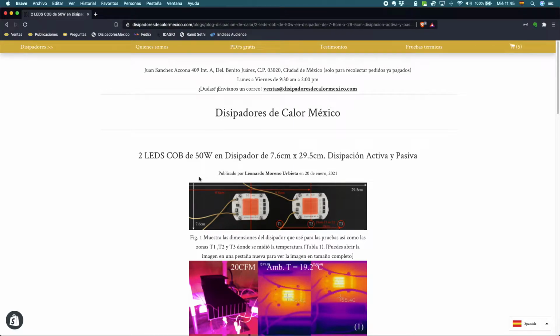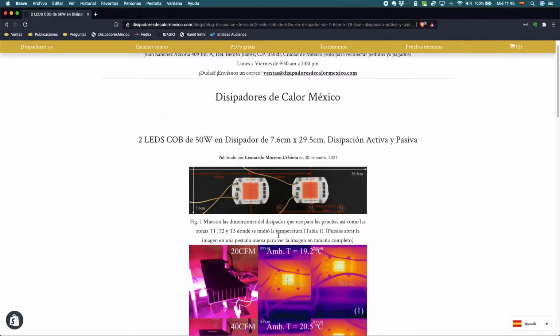For this week, I decided to continue last week's experiment, adding one more COB LED of 50 watts. The heatsink is the same, 7.6 centimeters wide and 29.5 centimeters in length. These are the two COB LEDs located at an equal distance between them. I measured the temperatures at these 3 points.